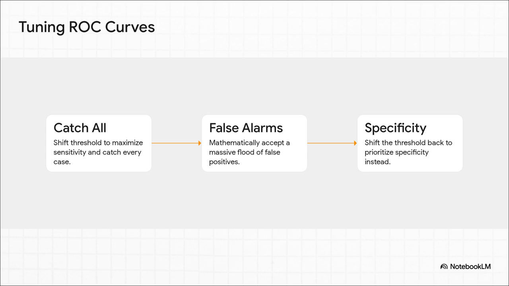Step 1, if you shift your threshold to maximize catching absolutely everything, aiming for 100% sensitivity, you mathematically have to accept Step 2, a flood of false alarms. Your specificity plummets. Step 3. If those false alarms are too costly, you shift the threshold back to prioritize specificity. But now, you risk missing true cases. You can't have both. You're always sliding a threshold up and down that ROC curve based on what's less dangerous, a false positive or a false negative.